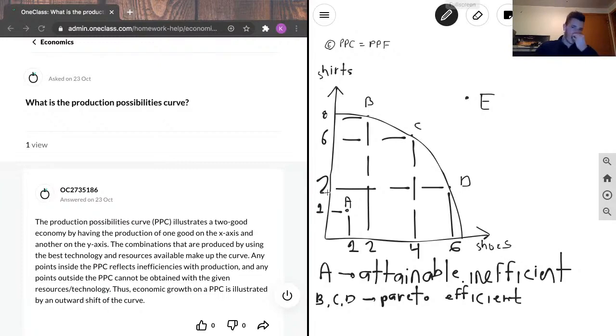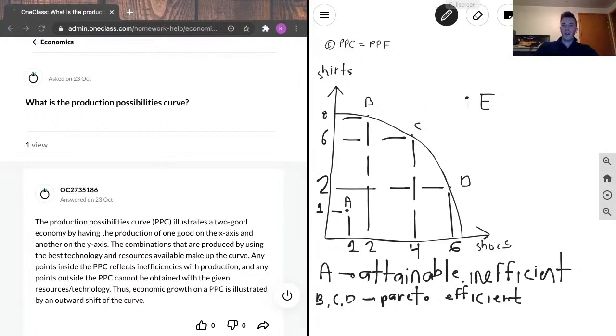The difference between them is, say, if you prefer point B, then you've got 8 shirts and 2 pairs of shoes, but you think to yourself, well, actually, I would like more pairs of shoes. You cannot obtain more pairs of shoes unless you give up some shirts. So you cannot get better off in the category of shoes without becoming worse off in the category of shirts. That's what makes it Pareto efficient.